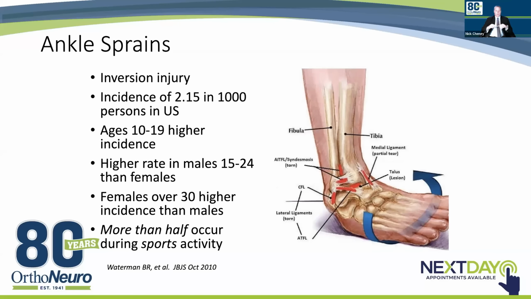So first and foremost, ankle sprains, very common. It's an inversion injury. So that's of utmost importance. When I'm taking a history on a patient sent in with an ankle injury, I want to know, did they invert it? Did they evert it? What was the mechanism? It's fairly common, 2.15 patients in 1,000 in the US. Obviously, the 10 to 19-year-old age group has a little higher incidence, and those are the kids that are doing the middle school, high school sports. There's a higher rate in males, probably a little bit more aggressive. Females over 30, I would assume that probably has something to do with shoe wear, heels, wedges, those types of things, and more than half occur during sports activity. And that was out of a JBJS study in 2010.